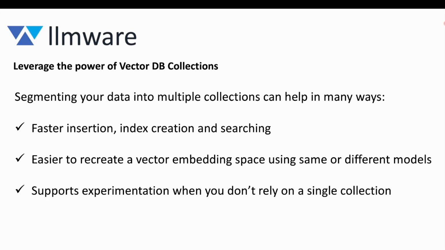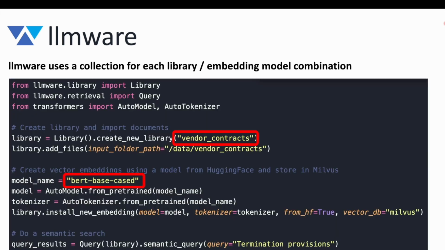And so this is actually done for you. This segmentation is done for you by default in LLMWare. If we go back to the code, what we do is, in this case, we will take your library name and your model name, and we will create a named collection in the vector database you're using, in this case Milvus, and that's where we'll store all of your vector embeddings.